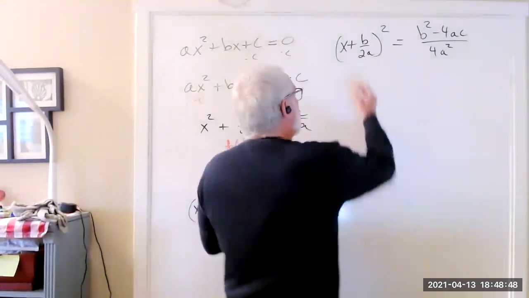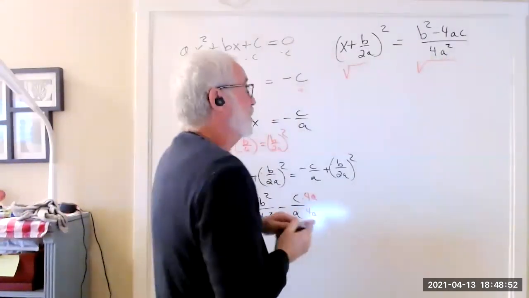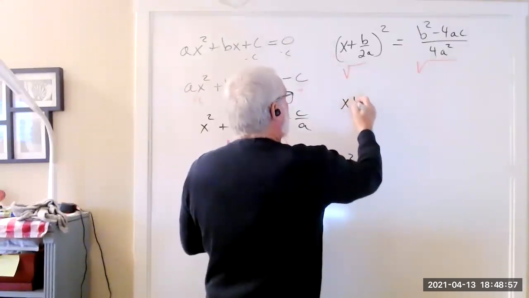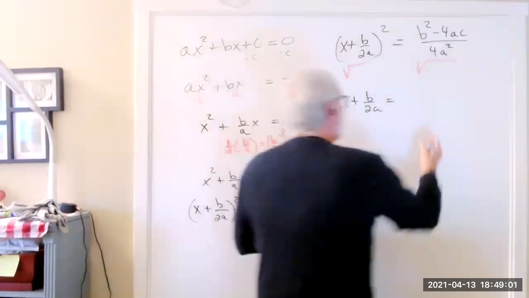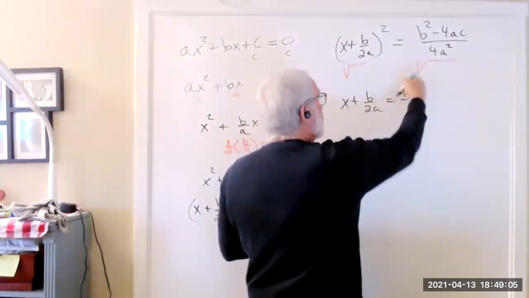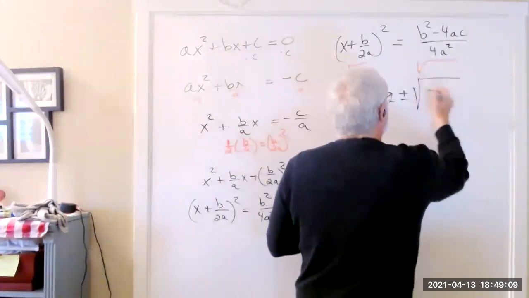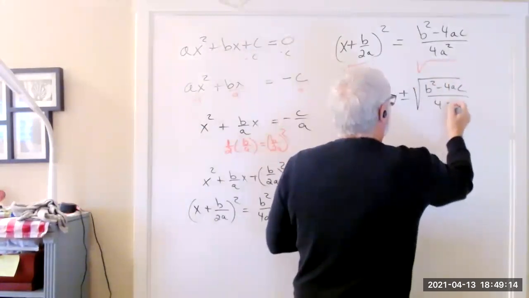So we're going to square root both sides to get rid of the square power. So that gives us x plus b over 2a equals, remember, you've got to put a plus or minus there. Instantly, if you square root both sides like that, you put a plus or minus, and you have a big old giant square root of b squared minus 4ac all over 4a squared.